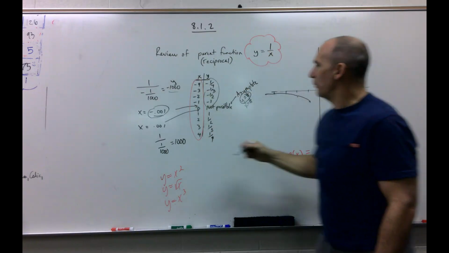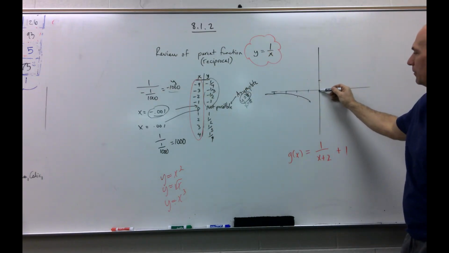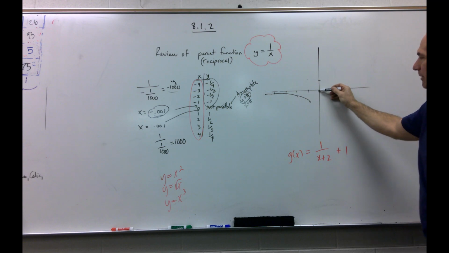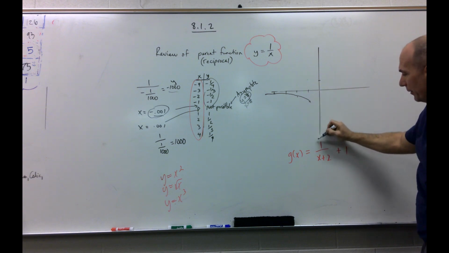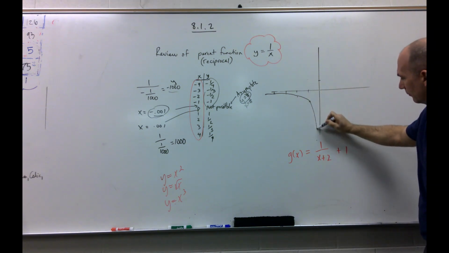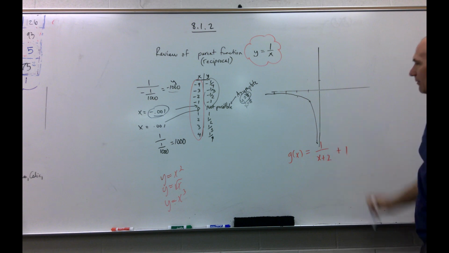So if I went barely to the left of the y-axis, or x is negative 0.0000001, it's going to go way down there. So you can see this is going to come like this. Here's my y-axis. You can kind of pick up on what's going on here.